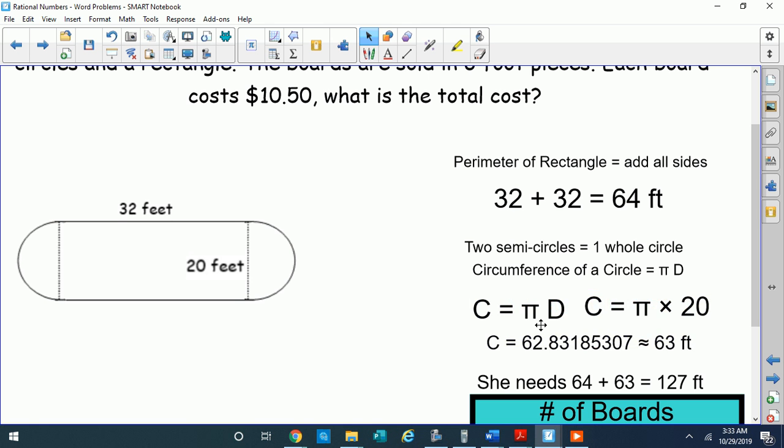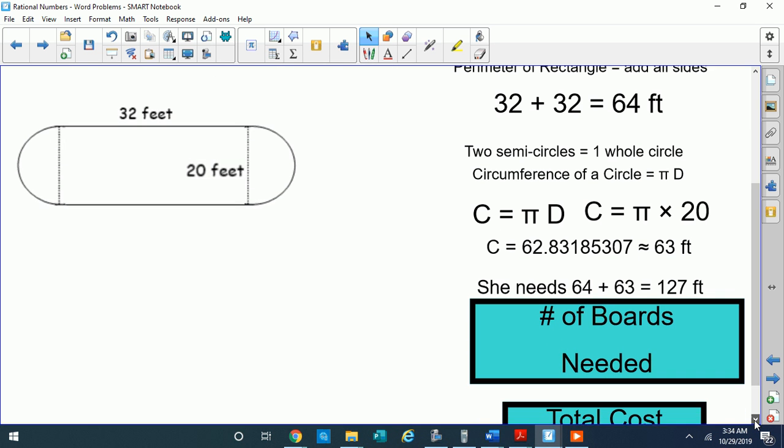So for the circular board, pi times diameter, pi button on your calculator times diameter would be pi times 20. That would give us 62.83185307, which is approximately 63 feet if we round it off to the nearest whole foot. So now we know she needs 64 feet for the rectangle. For this distance around the circle, she needs 63 feet to go around both of these circles. That would be the whole circle, both semicircles. So she needs 63 feet. So she needs a total of 64 plus 63 feet, which would give us a total of 127 feet.